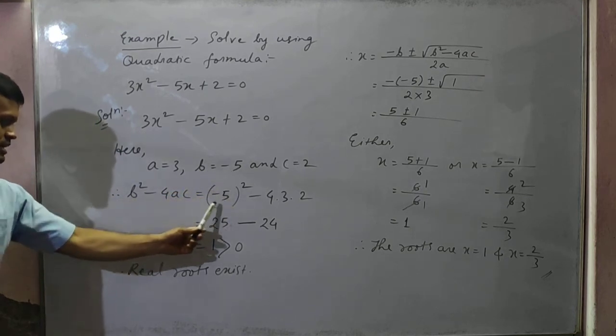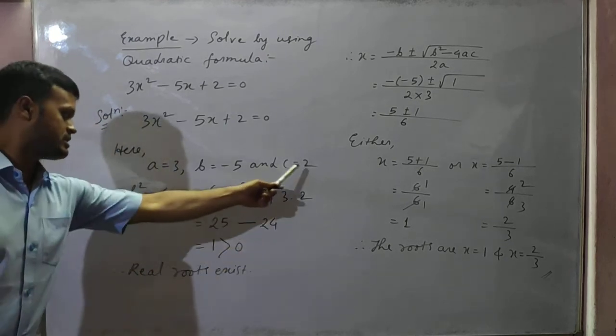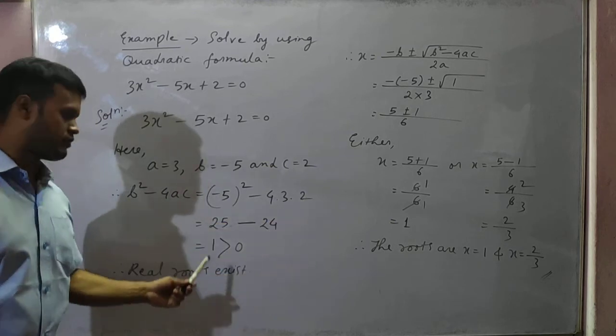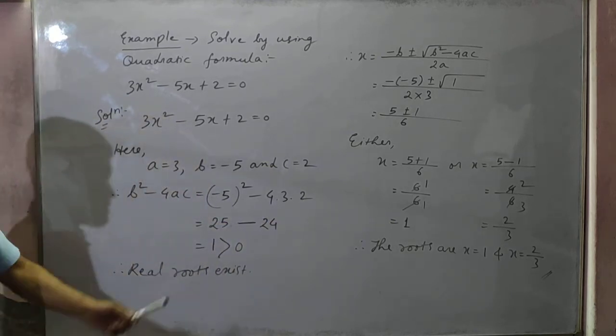So b square is there, so write minus 5 whole square minus 4 into a means 3 and c means 2. So minus 5 square will become 25, 4 3s are 12, 12 2s are 24. 25 minus 24 is how much? 1. So 1 is greater than 0, therefore real roots are there.